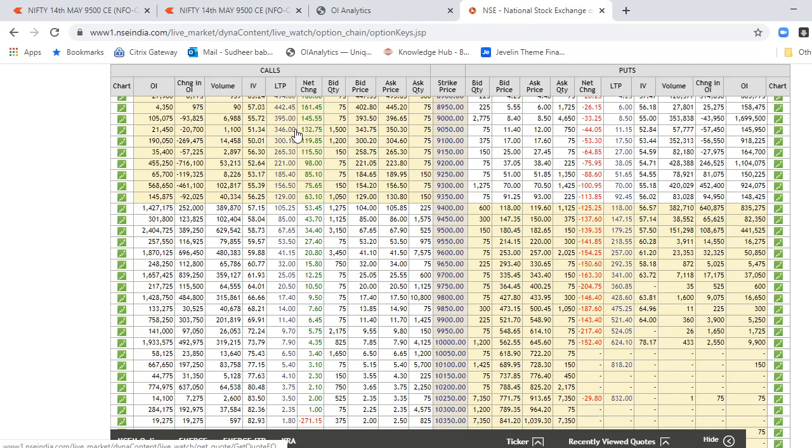So this is the kind of data analysis for the 9,500 call, right? And I hope this price information and this data information, where the entire OI is concentrated, might help you take a better decision tomorrow in this call option.